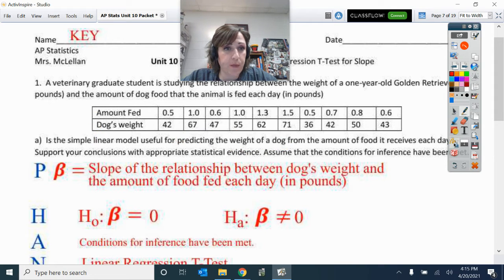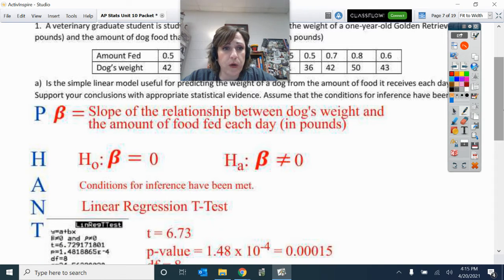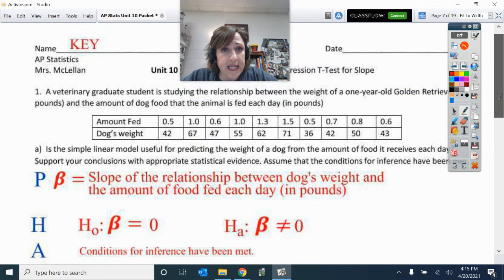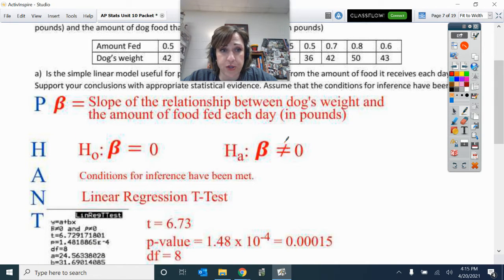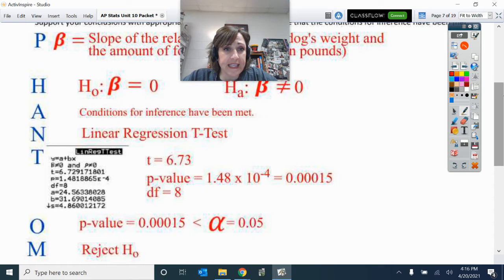Okay, so we are predicting the dog's weight. So beta is the slope of the relationship between the dog's weight and the amount of food fed each day. We were wondering if there is a linear relationship, so beta equals 0, and this is just talking about predicting. It never gave me an indication of negative or positive, and so therefore I just used the not equal to symbol here. It was stated that the conditions for inference have been met. And this is a linear regression t-test for slope. You could put "for slope" there.